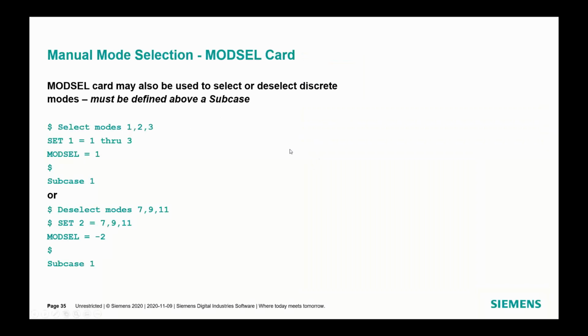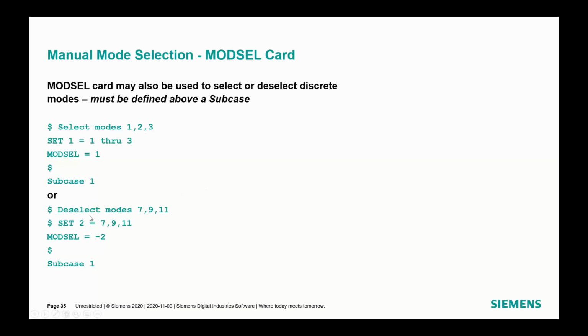If you want to manually select modes, I've validated this work for myself. Inside the NASTRAN Advanced User Guide, there's a mode select card, and you can go in and specify the modes you want to use. Like in this example here, I specify set 1, and it's modes 1 through 3, and then I have a mode select card pointing to set 1, and then you have to have a subcase.